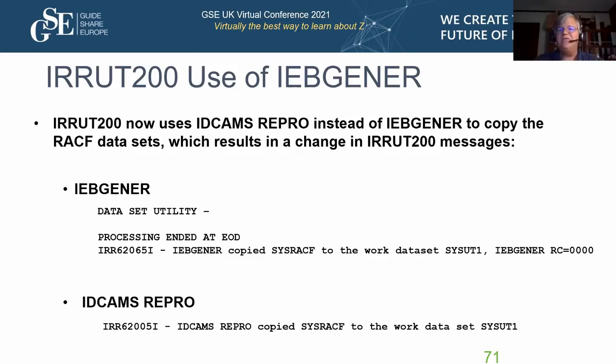All right, a couple of other things. We're over time. UT200 uses IDCAMS REPRO under the covers now instead of IEBGENER. So that means that the messages that you might have seen that are produced as a part of this copy will now change.